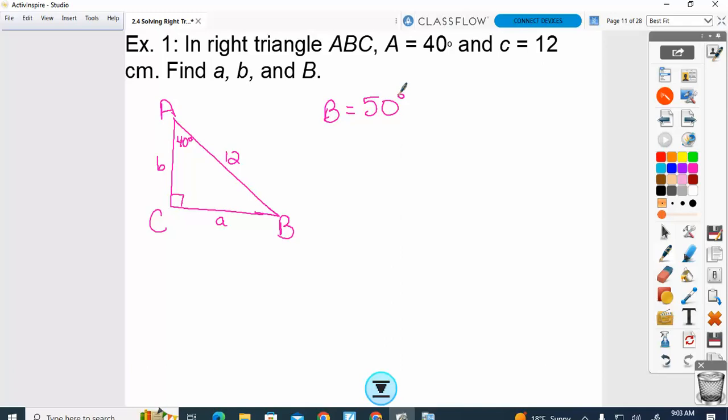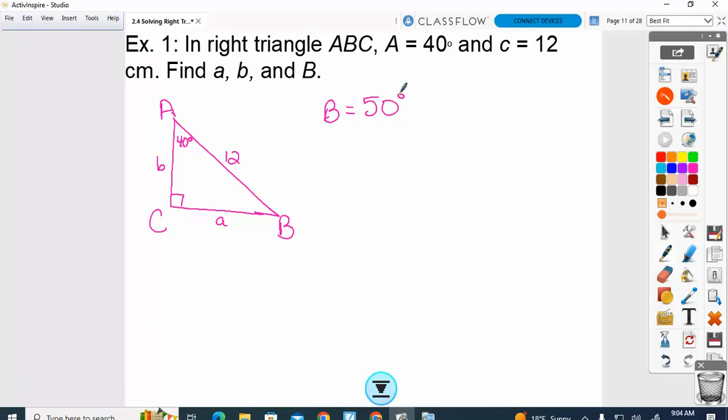How many significant digits did 40 degrees have? 1. 50 degrees also has 1, so those match. My sides, how many significant digits does my side have? 2. So we're going to go ahead and give sides A and B correct to 2 significant digits. So I just try to keep the angles the same and the sides the same.